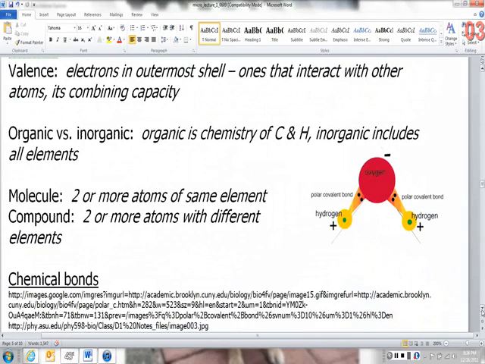A molecule involves two or more atoms of the same element, while a compound is two or more atoms with different elements. We commonly say water molecules, but water is a hydrogen and oxygen, making it a compound. Although this distinction is mentioned, it is not adhered to in this or many other biology-related classes.